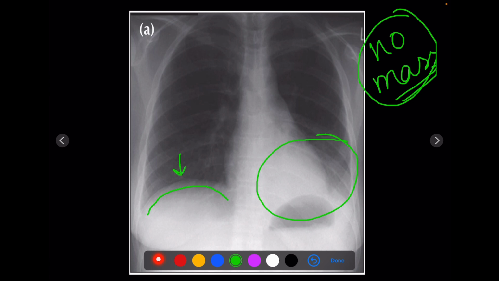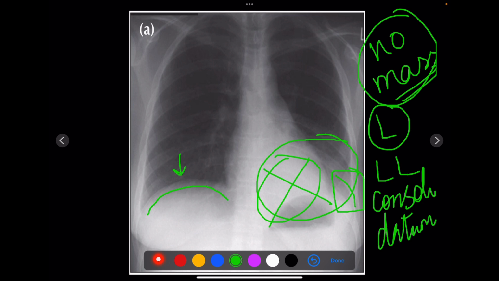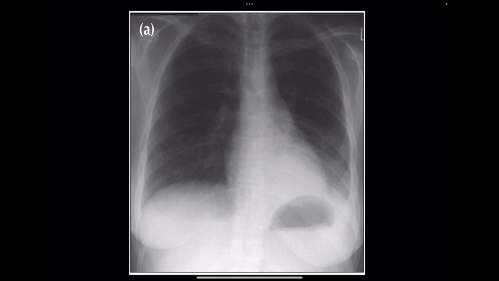This diaphragm is visible, but on the left side, where the diaphragm is visible, up till here only it is visible. Here the diaphragm is not visible. So effacement of the left side of the diaphragm, indicating this is left lower lobe consolidation. So this is a pneumonia case. Okay, no? Just for confusion I kept.